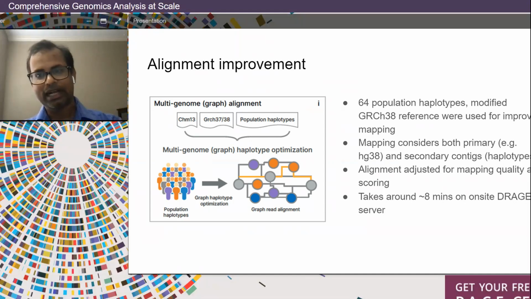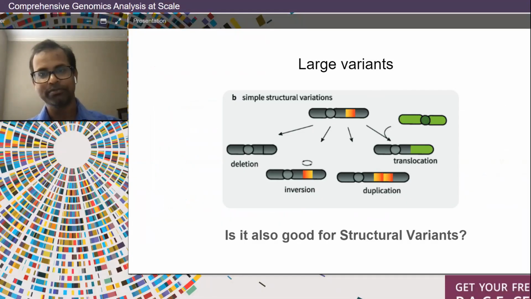So one of the key things that was used in DRAGEN is the multi-genome graph alignment, which improves the alignment. It basically takes 64 population haplotypes, also the GRCh38 modified reference genome, and it maps to the primary reference, for example, here in this case GRCh38, and also the secondary, the contexts, those are the haplotypes. And based on both mappings, it adjusts the alignment, the mapping quality as well as the mapping score. And the good thing is that it takes only 8 minutes on this on-site DRAGEN server. Basically, the alignments are always the time-consuming steps.